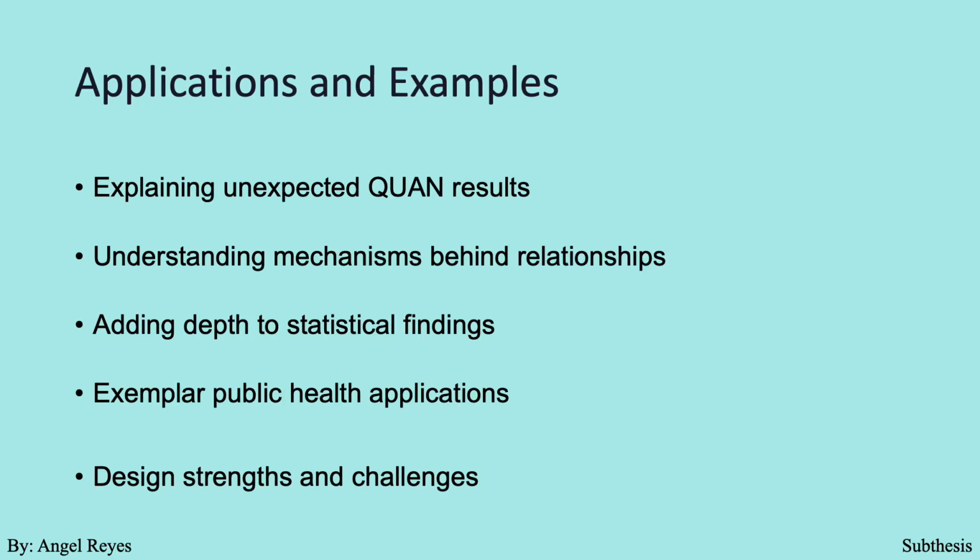Explanatory sequential designs are ideal for explaining surprising quantitative findings. They're also useful for exploring mechanisms behind observed relationships, such as why a certain intervention worked better in one group than another. By adding depth and narrative to statistical data, these designs help make findings more actionable in real-world settings. In public health, for example, researchers might follow a survey on vaccine hesitancy with interviews to understand individual motivations.